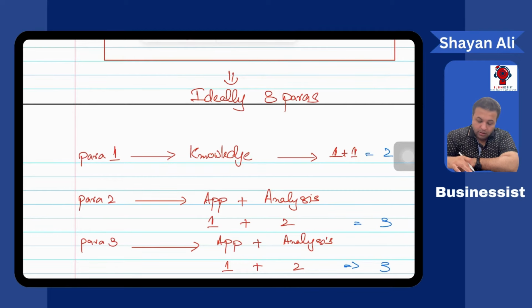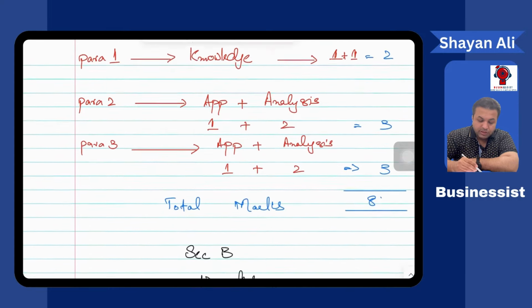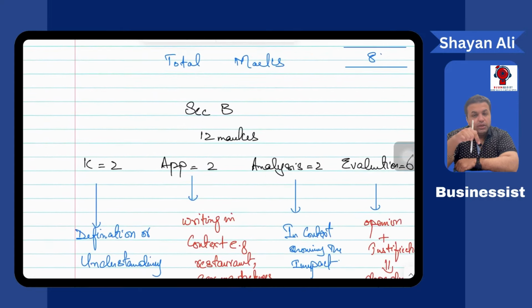Moving on to the next 12-marker question. If you look at the 12-marker question, section B, definitely 12 marks. Now in this final 12-marker question, we have to face 4 assessment objectives. The breakup of the 12-marker is, for knowledge, you have to write 2 marks, application 2 marks, analysis 2 marks, and here comes the final gigantic thing, that is evaluation.